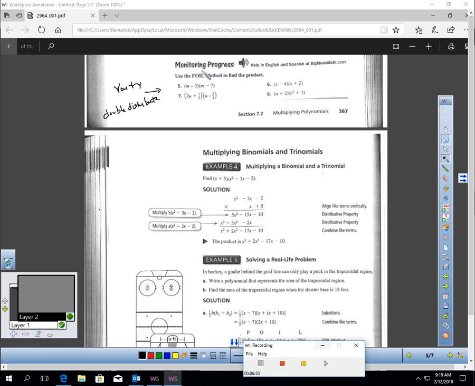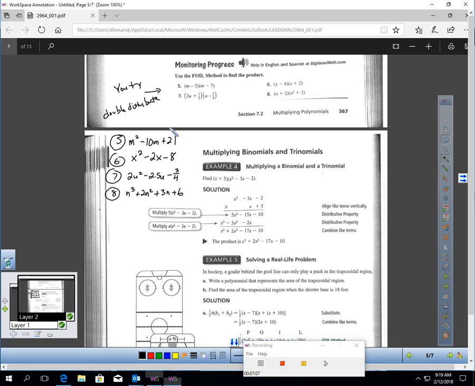Why don't you pause the video? It says use FOIL here. I just double distribute. I want you to take these four, double distribute, and find the products of each of these multiplications. And you should be getting the following here for 5 through 8. Again, if you are not getting these, make sure in class before we get going that you raise your hand. We can go through any of these you need to show how we're getting to what we have here.